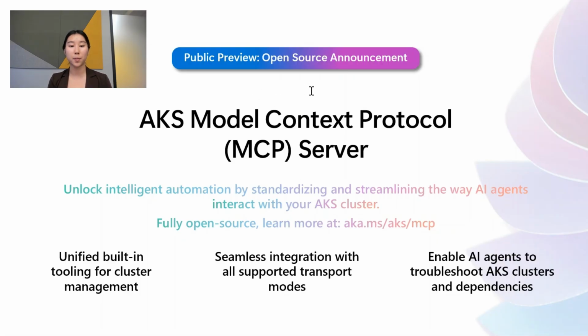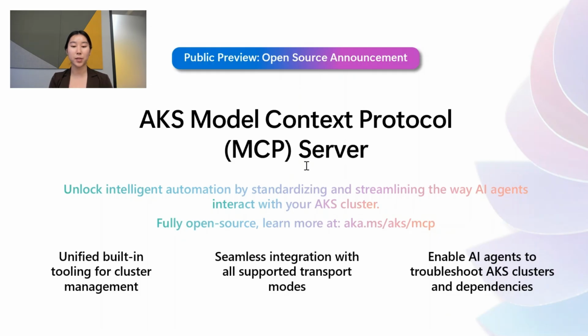The AKS MCP server allows you to unlock intelligent automation by standardizing and streamlining the way AI agents interact with your AKS cluster. It bridges the gap between natural language and complex Kubernetes operations, allowing AI agents to translate your natural language prompts into real actions on AKS clusters and related resources.